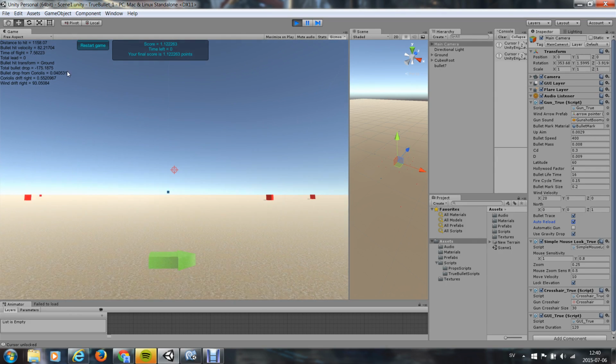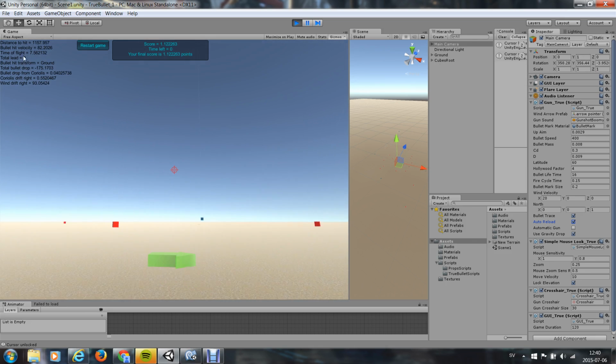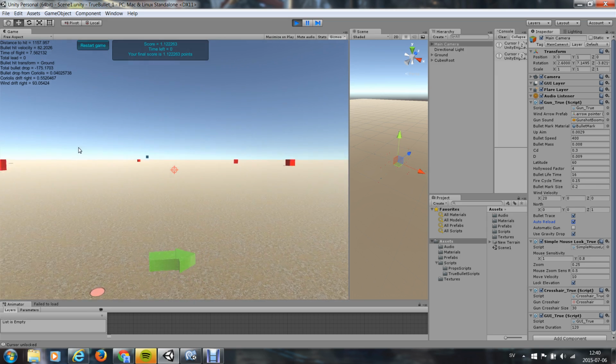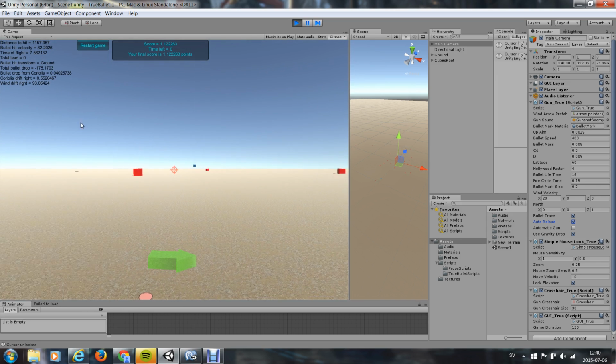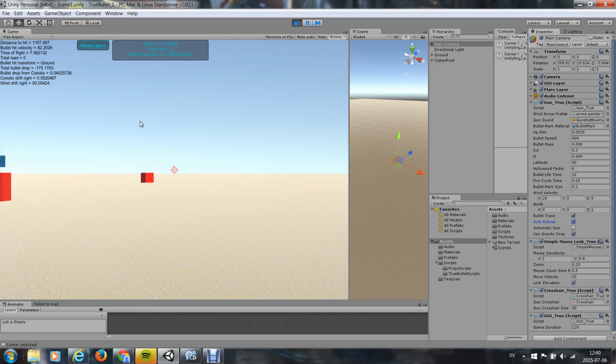What more? Yes, I was about the GUI here. I was up to the left there. Distance to hit was now 1100 meters. I had only 82 meters per second left. Time of flight was, okay, I will make this, it was 7.5 seconds. I will make another hit now on another target.